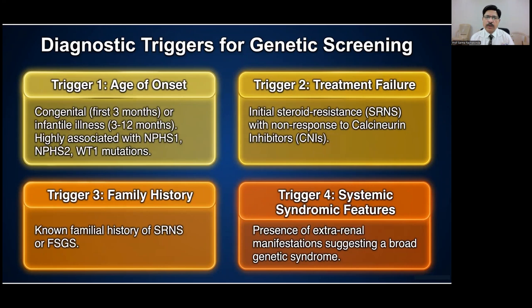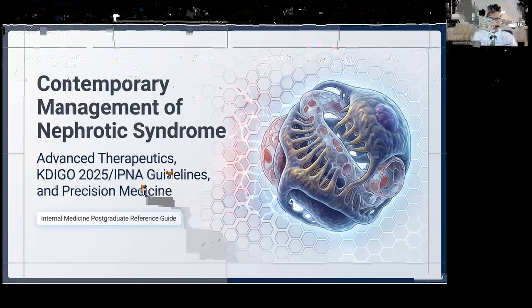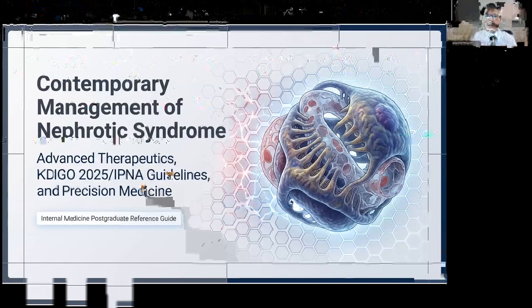What you have to look for? What is the age of the patient? Is there a mutation of NPHS1, NPHS2 or WT1? Number 2, is it initial steroid resistance? Is it non-responsive to calcineurin inhibitors? Is there a family history of SRNS or FSGS? And fourthly, are there any extrarenal manifestations suggesting a generalized genetic syndrome? From now, the management.